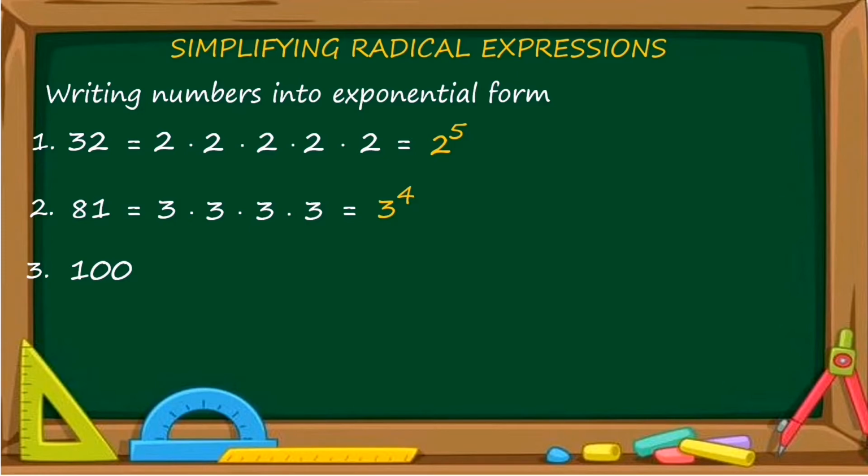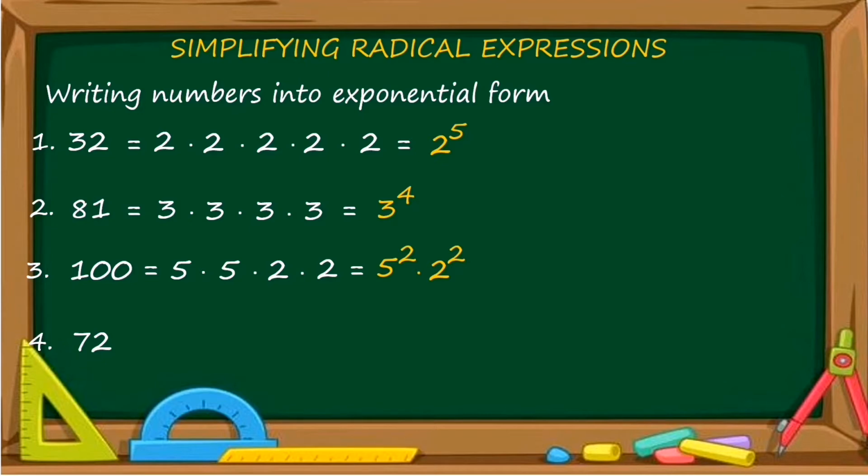Next, number 3, we have 100. This number has the factors of 5 times 5 times 2 times 2, because 5 times 5 is 25, then 25 times 2 is 50, then 50 times 2 is equal to 100. To write this in exponential form, it is equal to 5 raised to 2 times 2 raised to 2.